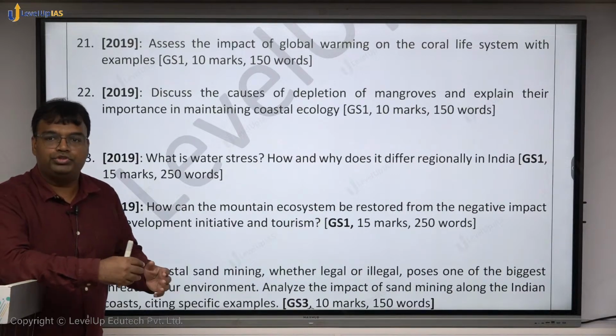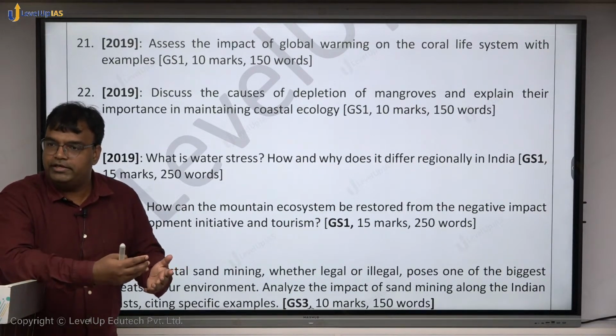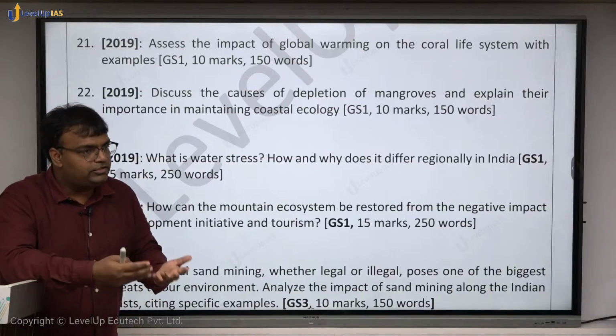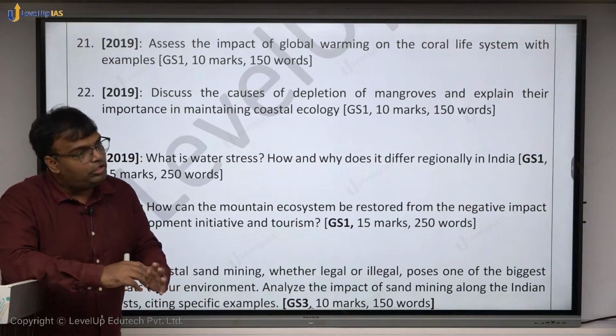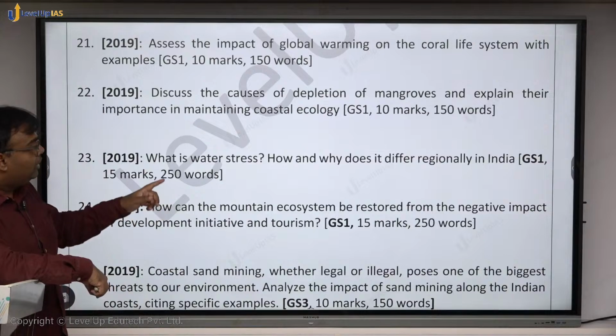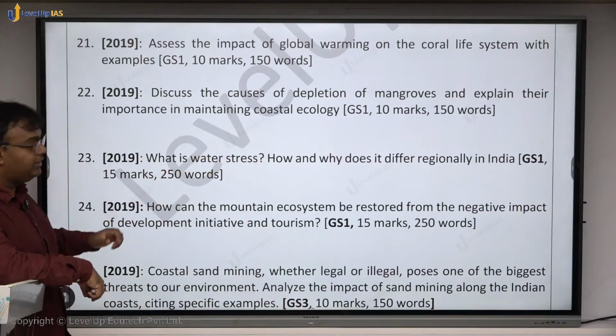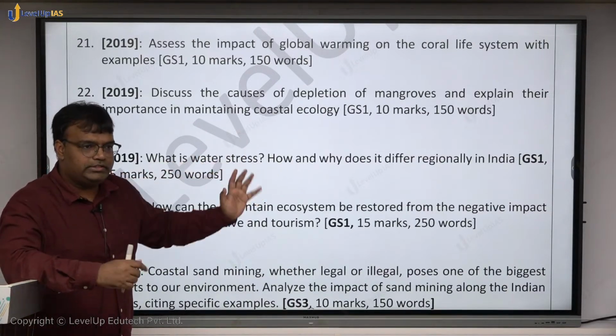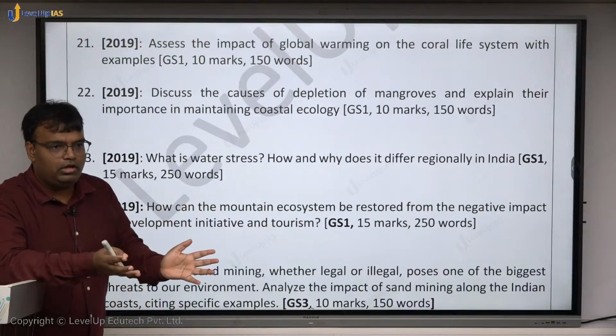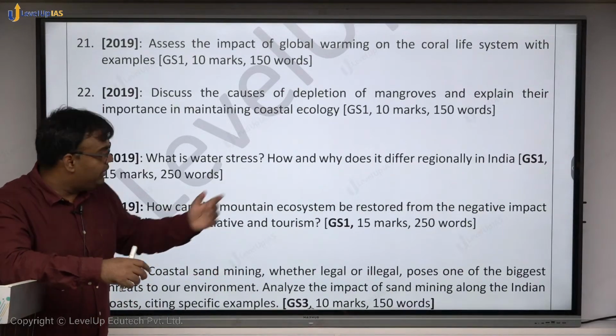Dead zones में भी क्या है? ओशन के वाटर में pollutants चले गए, इसकी वजह से eutrophication and dead zones are occurring. तो water पे they are asking lots of questions. How and why does it differ regionally in India? What is water stress? And water stress is basically demand supply gap जो होगा, that is water stress. And how does it vary in India?